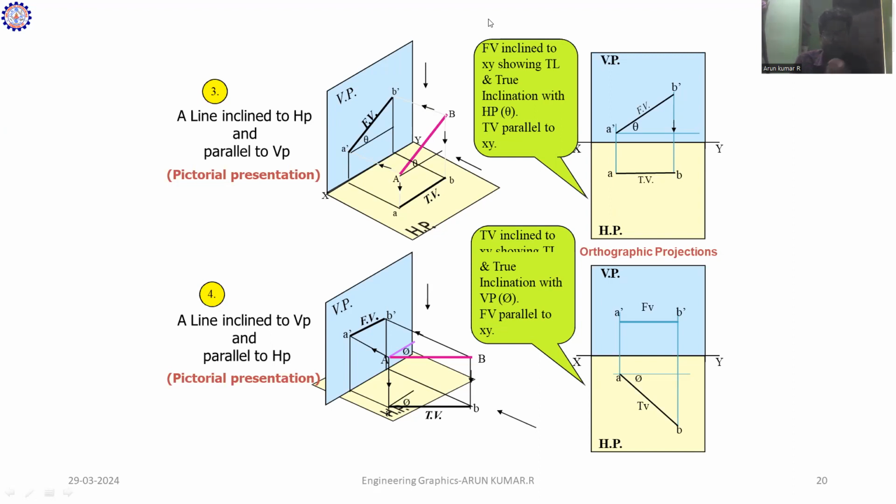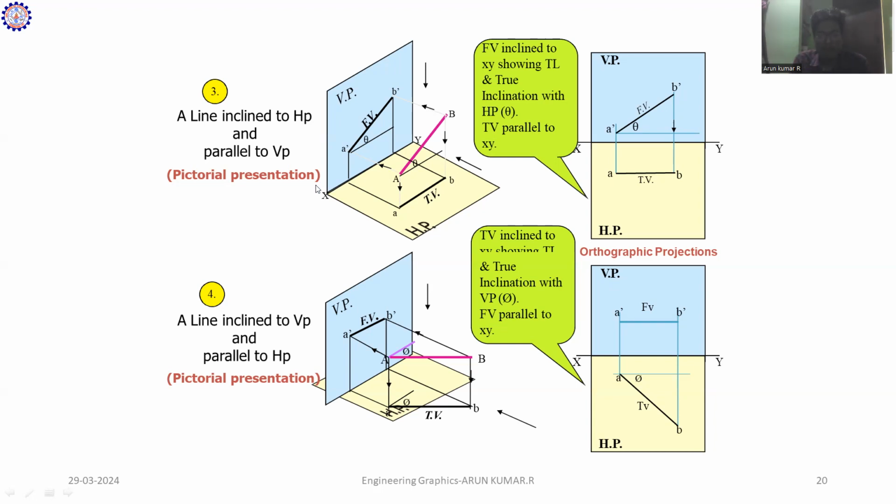First, let's consider the line inclined to HP and parallel to VP. I consider the line as AB, and it has a certain length, like 40 mm or 30 mm. That line makes an angle theta with respect to the HP, which is the condition given in the problem. Let's consider a line of length 60 mm inclined at 30 degrees to HP. Show the projection of the straight line.